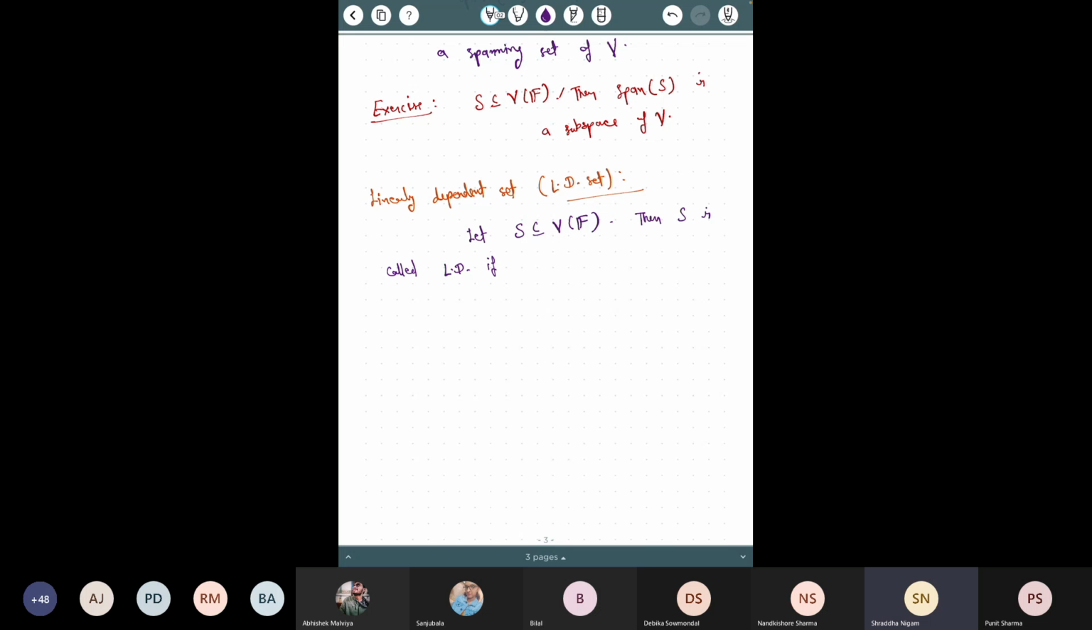This is what you are saying. Yes, sir. So if you want to write it mathematically, then how would you write? So S is a set. I don't know whether S is finite or infinite. So then how would you write this?